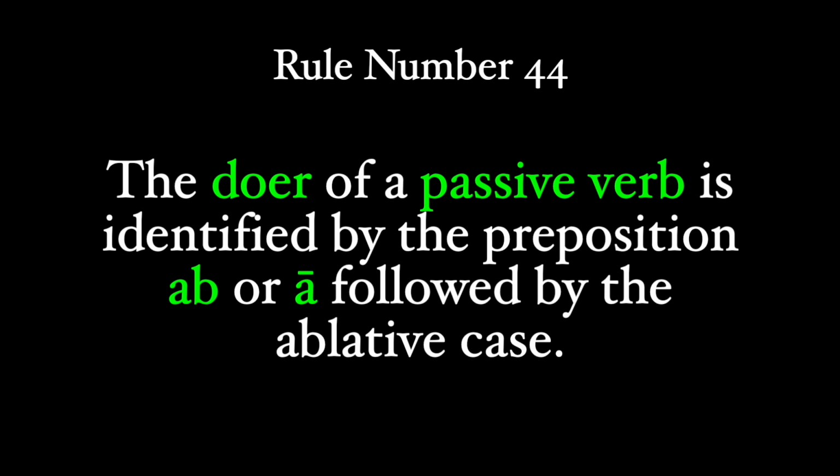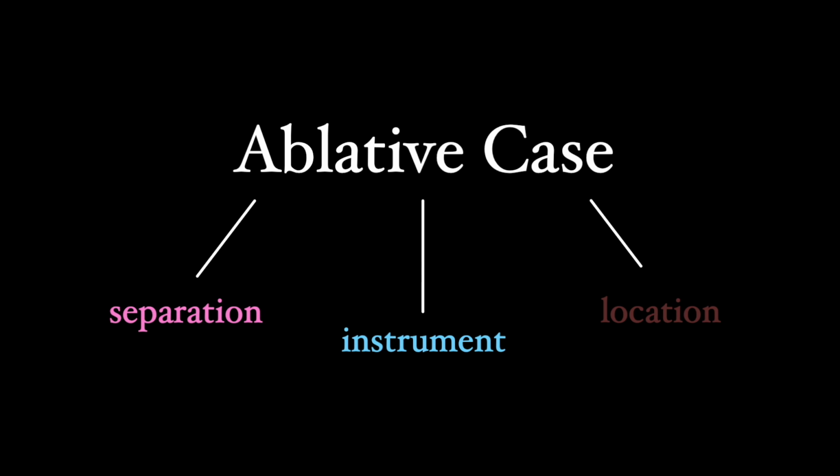Rule number 44. The doer of a passive verb is identified by the preposition ab, or a, followed by the ablative case. The ablative case in Latin is a combination of three different functions that show separation, instrument, and location. We are going to talk about a type of the separative function with the ablative of agent.